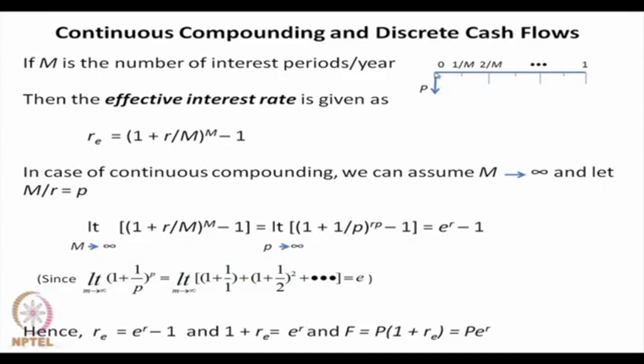Hence, if we are considering a present investment of p and the interest is compounded continuously, at the end of the year, the value then becomes p into e to the power r. And if there are n time periods, it becomes p into e to the power r n. So, this is the expression for continuous compounding and the discrete cash flow case.